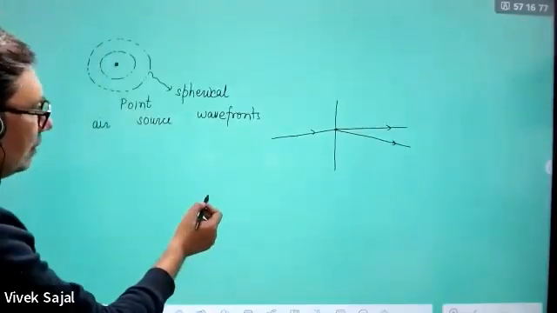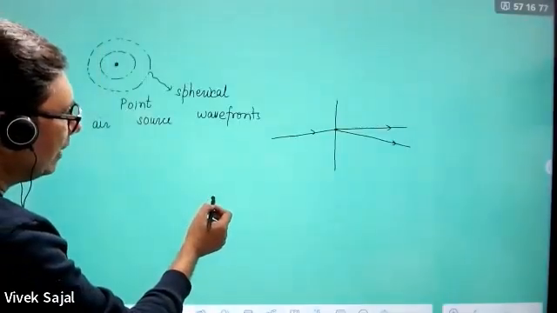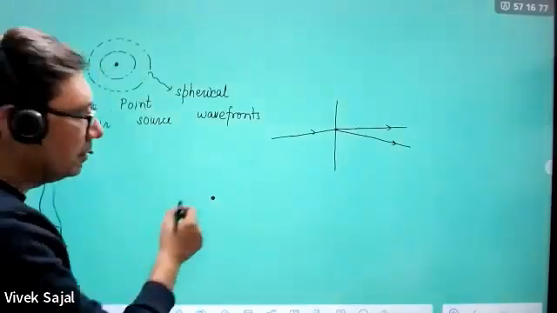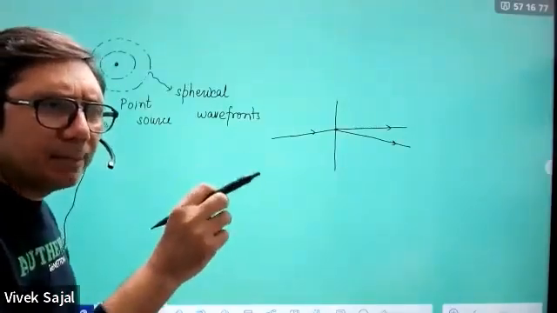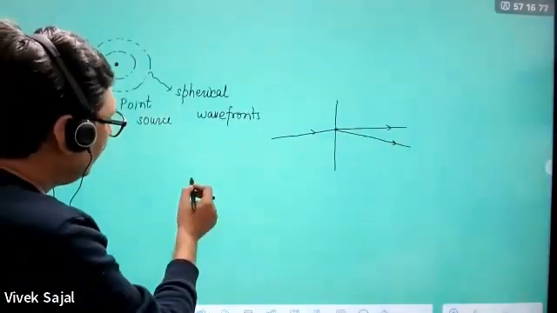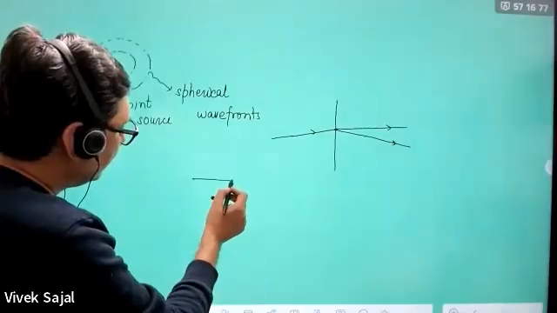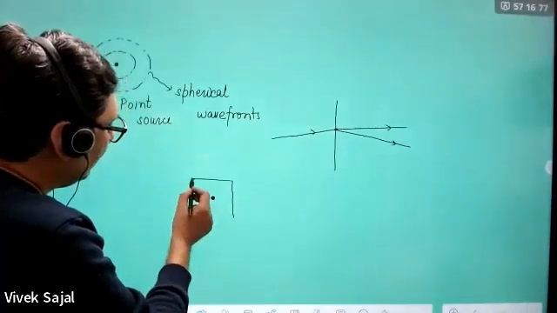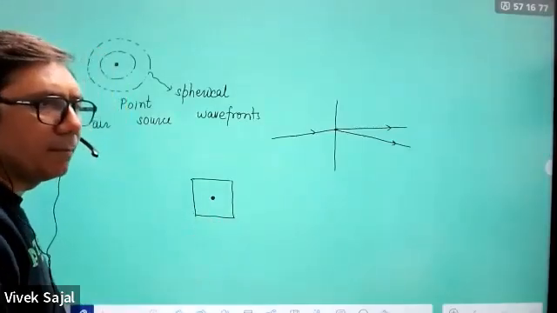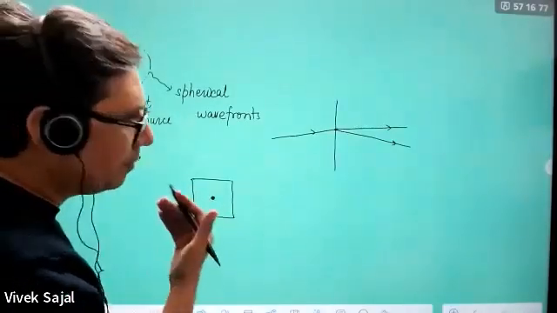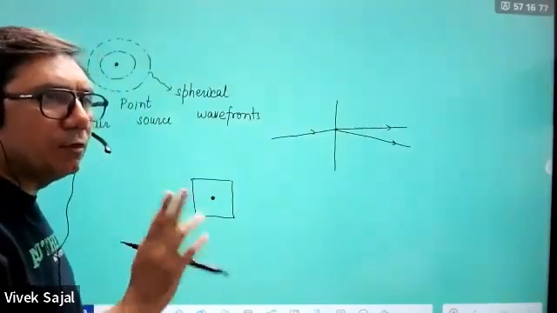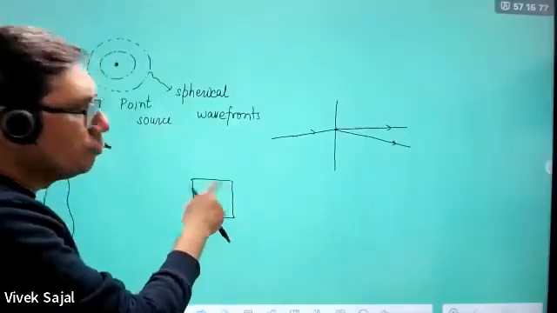I'm telling you one thing, take a white paper and make a point source here. You can make a dark point here with the pen and then place a doubly refracting crystal over it, and then observe this from the outside. What you are going to observe is there are 2 points.